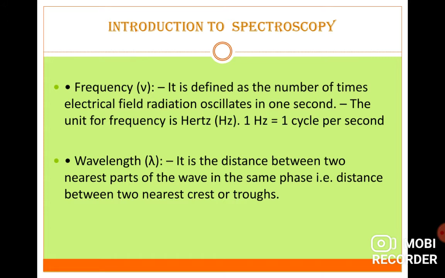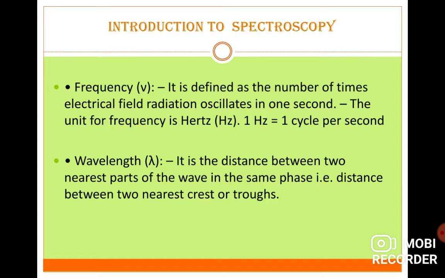Next, what is frequency? Frequency is defined as the number of times electrical field radiation oscillates in 1 second. How many oscillations occur in 1 second is termed frequency. The unit of frequency is hertz. Hertz is 1 cycle per second.